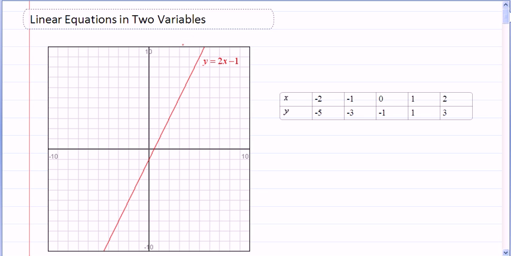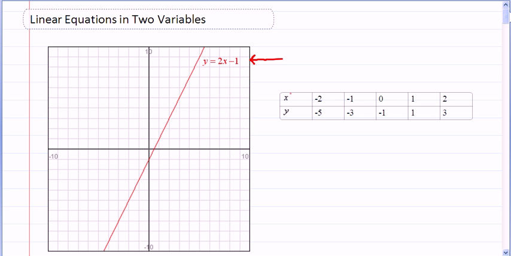In this lesson, you will learn about linear equations. The best way to understand linear equations is to look at an example. So in this example, y equals 2x minus 1. The two variables are y and x. And this red line is the line that represents the equation y equals 2x minus 1.